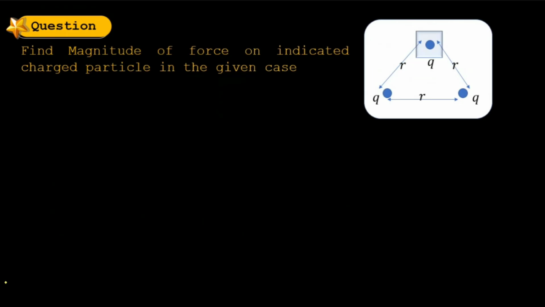So the question says, find the magnitude of force on the indicated charged particle in the given case. So what is the force this particular system will exert on this marked charge? Let me mark the names: this is my first charge, this is my second charge, this is my third charge. The first charge will experience force due to both the second and third one, right? And as you can see, all of them are positive in nature, so the force between any two of these will be repulsive. That is also something you need to understand.